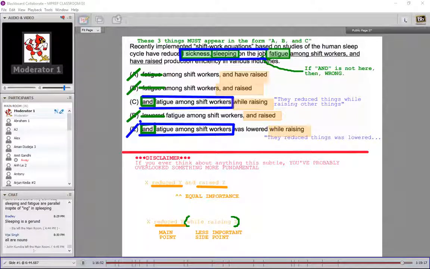This is precisely what's going on here, because these are shift work equations. They are not productivity or throughput equations. So it is absolutely not equally important to help the shift workers and also increase company profits. I mean, heck no, it's not. Basically, these equations help workers. Oh, and by the way, as a fortunate side point, they also happen to do this, but this is much less important. And that's why it's a modifier.